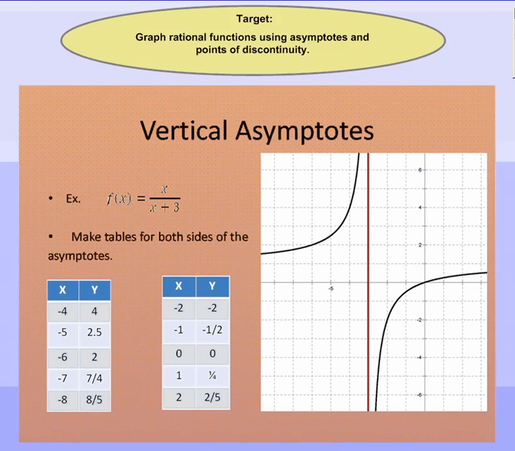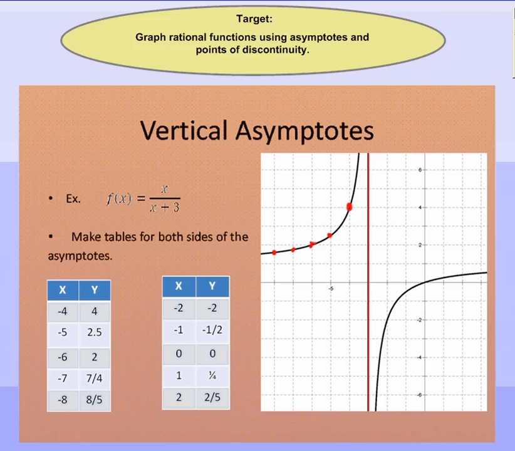As you're getting these values to the left, input -4, 4. Input -5, 2.5. Input -6, 2. Input -7, 7/4, which is about there. Input -8, 8/5, which is about there. What are they getting close to? What are they never going to cross over? There also is a horizontal asymptote, and we're going to talk about that in a moment.